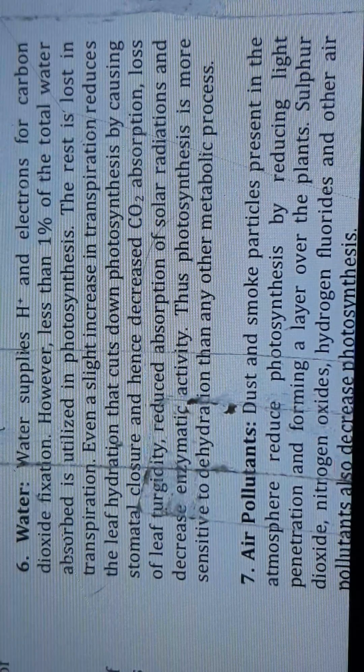Water supplies hydrogen and electrons for carbon dioxide fixation. However, less than 1% of the total water absorbed is utilized in photosynthesis. The rest is lost in transpiration. Even a slight increase in transpiration reduces the leaf hydration that cuts down photosynthesis by causing stomata closure and hence decreased CO2 absorption, loss of leaf turgidity, reduced absorption of solar radiations, and decreased enzymatic activity. Thus, photosynthesis is more sensitive to dehydration than any other metabolic process.